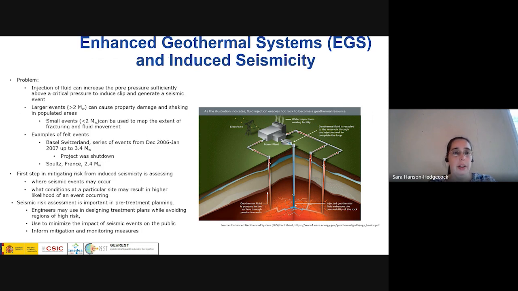The problem with this is if you pump down enough fluid, you can generate seismic events that are large enough to cause damage, such as in Basel, Switzerland, or Seoul, where the geothermal systems were actually shut down. So for all of the geothermal projects that are out there, one of the first steps they have to do is to identify seismicity risk, and appropriately have plans in place to deal with it if it becomes a problem.